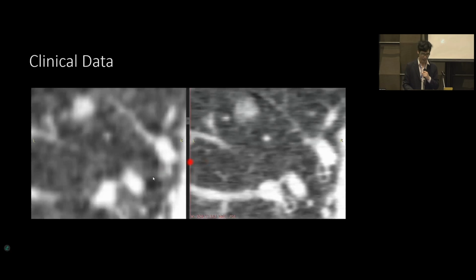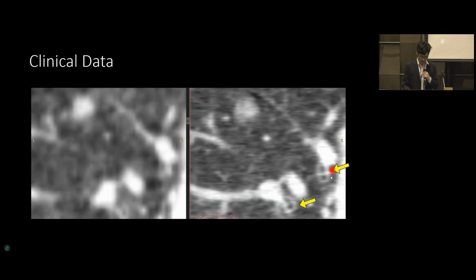This is just some clinical examples. On the left is your unoptimized scan. On the right is your optimized scan. You can see this nodule here, and all the vessels and all the surrounding structures look much clearer.